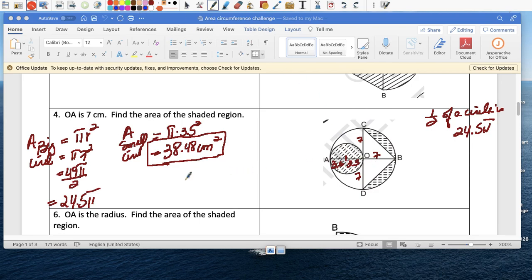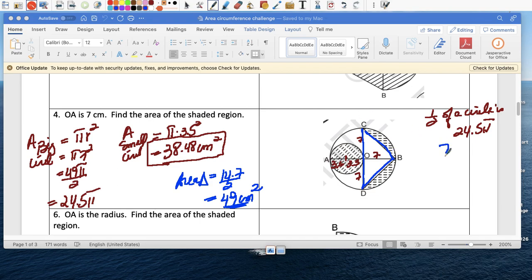So let's find the area of the triangle. The area of the triangle. This one we can use base times height. So the base here is, so I'm looking for this triangle here. Right, so the base is 14. The height is 7. I'm going to divide that by 2. And the area of the triangle, well, 14 divided by 2 is 7. 49 centimeters squared.